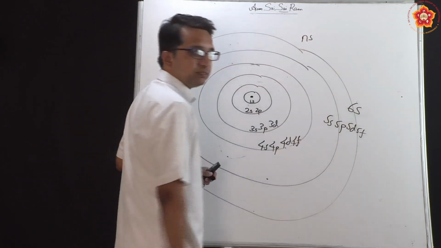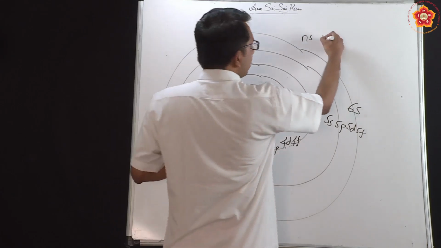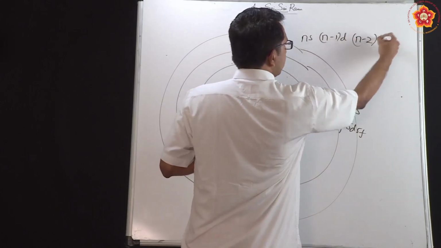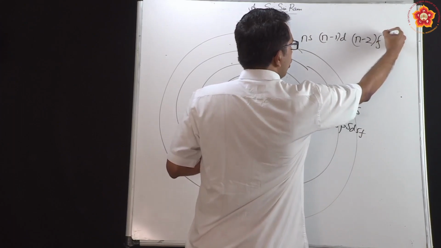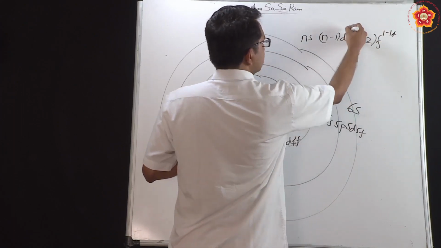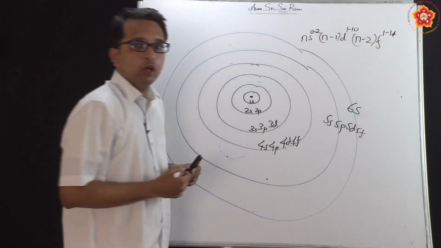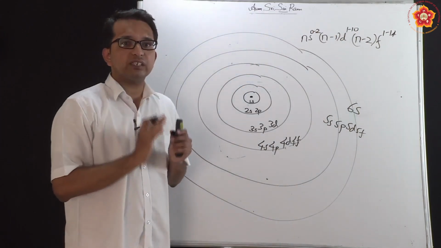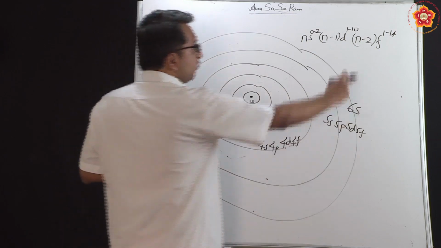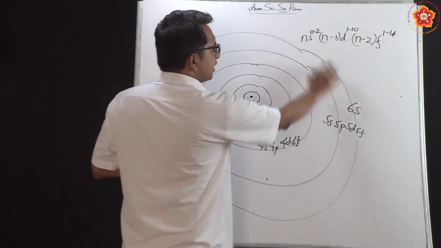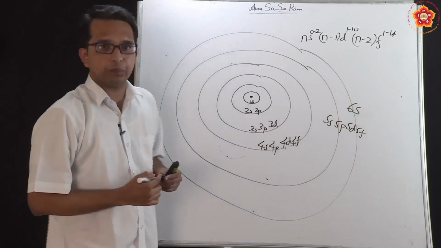it as ns, but when we go for the d block, we write it as (n-1)d, whereas for the f block, we write it as (n-2)f with 1 to 14, whereas this is 1 to 10 or 0 to 10 and this is 0 to 2. So this is how the general configuration can be understood, that the f orbital will be 2 orbits inside the outermost s orbital which is present.